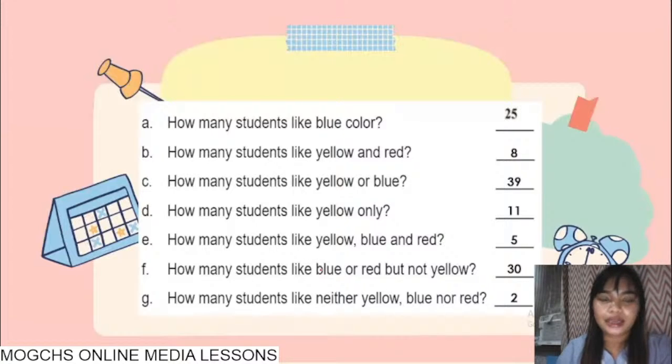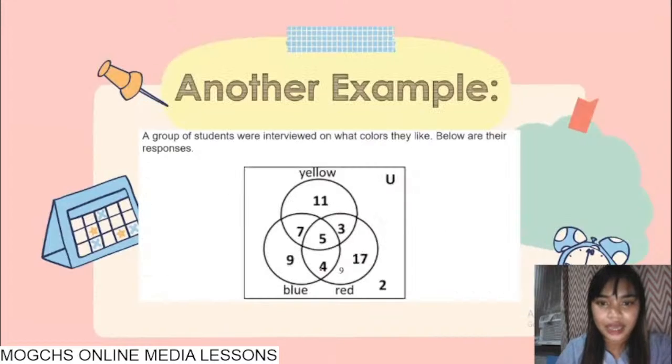Letter B. How many students like yellow and red? So these students both like yellow and red. So the intersection of yellow and red, you just simply count that. So 5 plus 3 is 8. So these 8 students like both yellow and red.